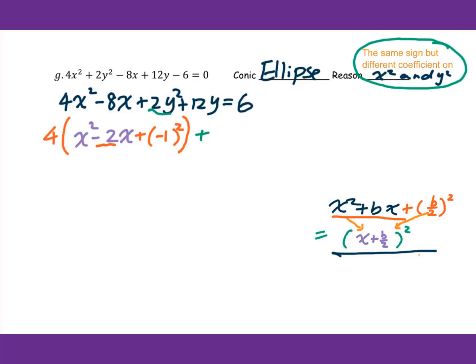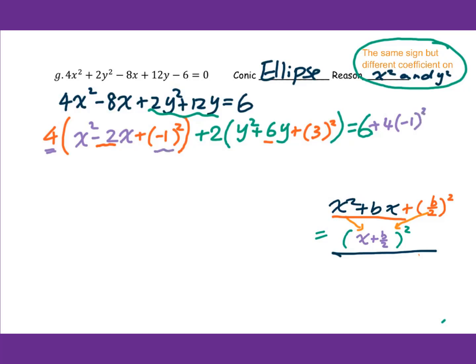Then plus. This one I will take 2 outside. Got y squared plus 6y. Then add b over 2 squared, which will be 3 squared, since b is 6. Then equals, bring down this 6. Then plus, don't forget the factor before this b over 2 squared: 4 times negative 1 squared, then plus 2 times 3 squared.